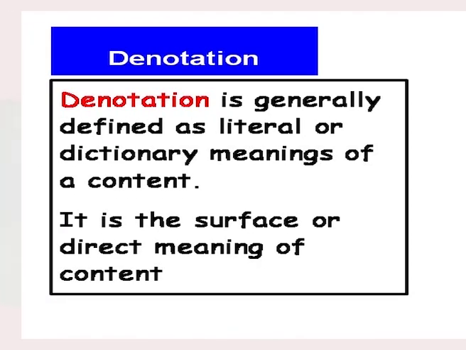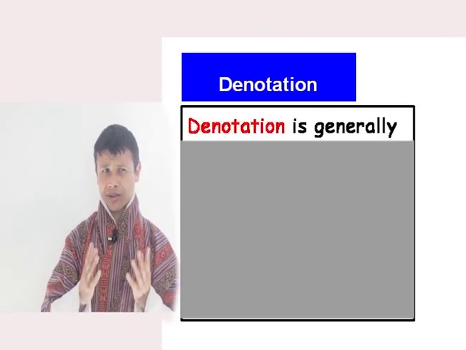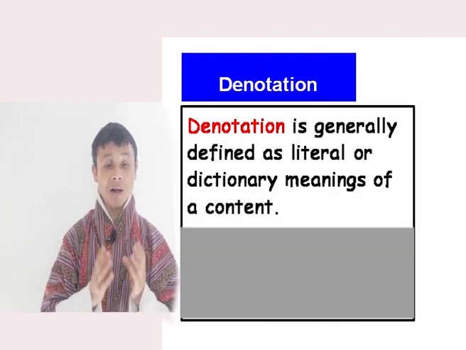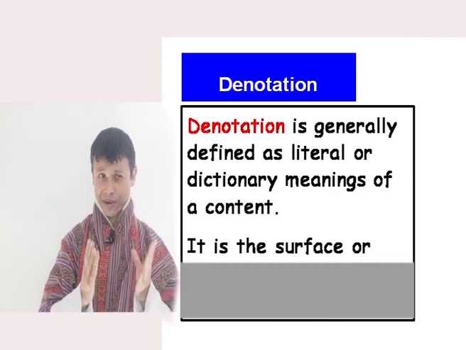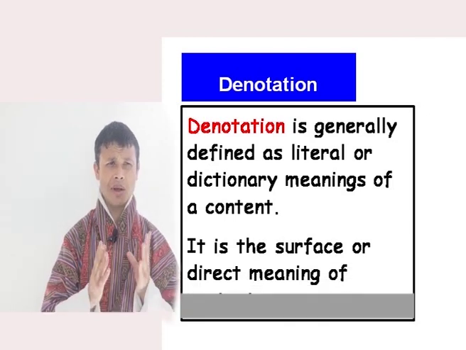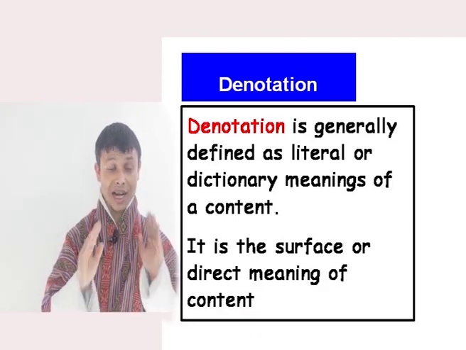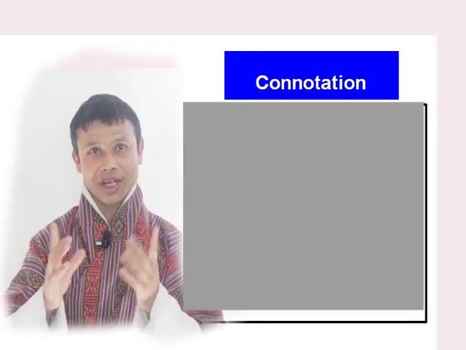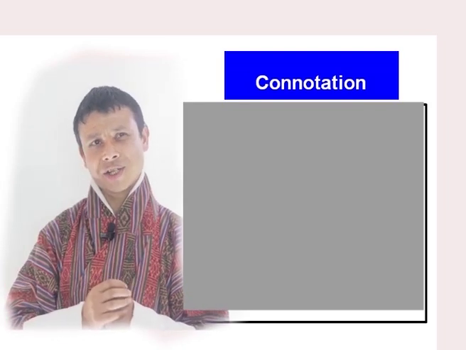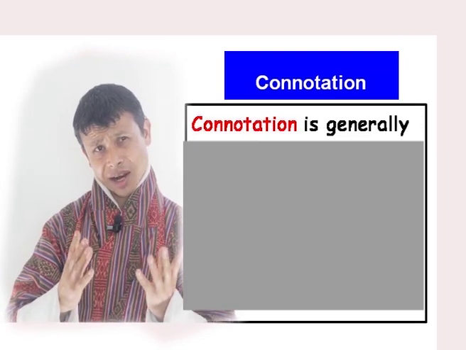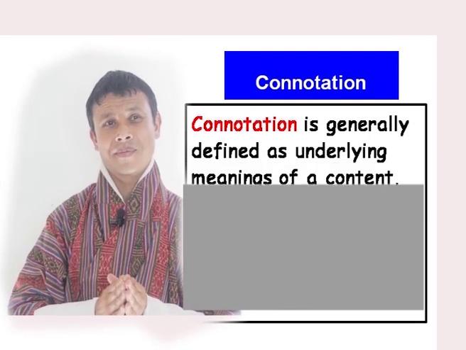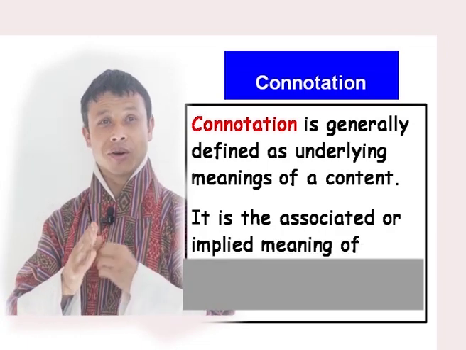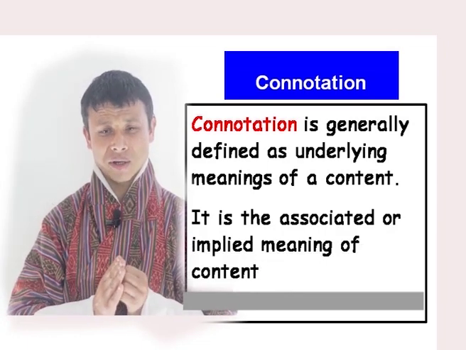This is denotation. Denotation is generally defined as literal or dictionary meanings of a content. It is the surface or direct meaning of content. Now let us go to another idea, that is connotation. Connotation is generally defined as underlying meanings of a content. It is the associated or implied meaning of content.